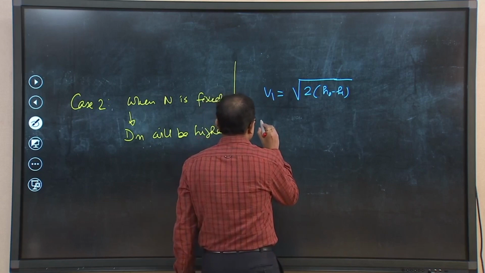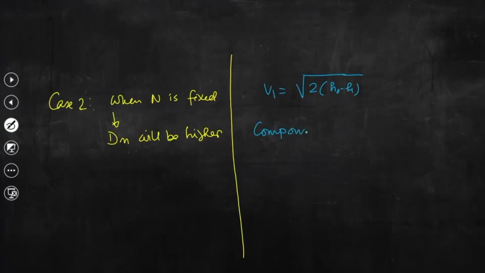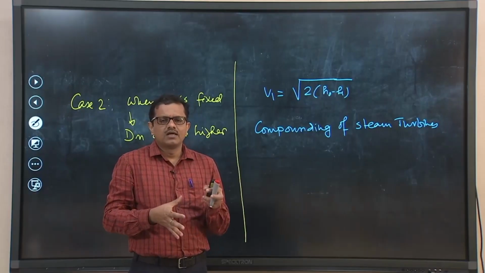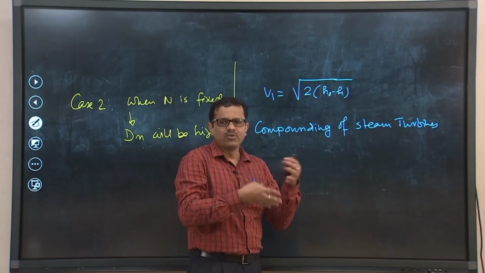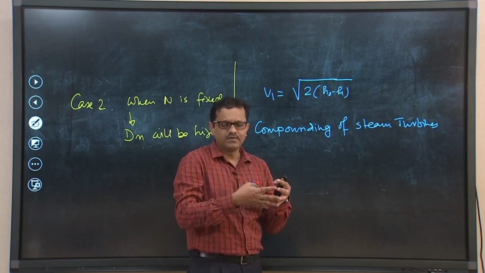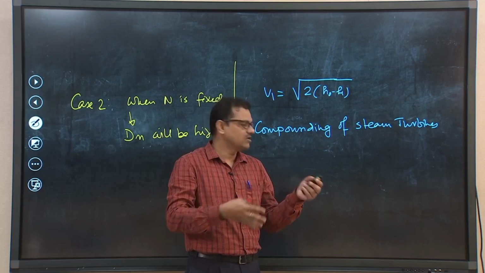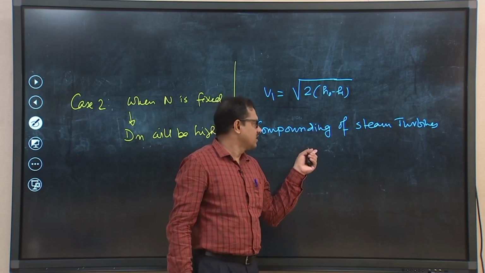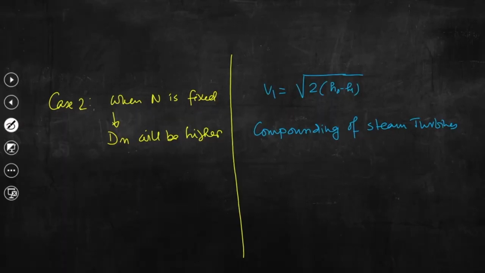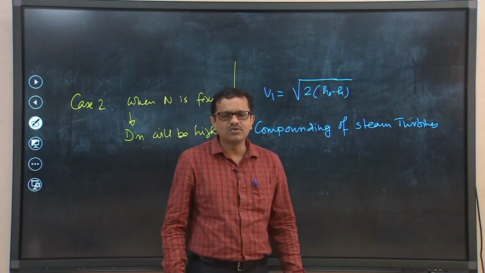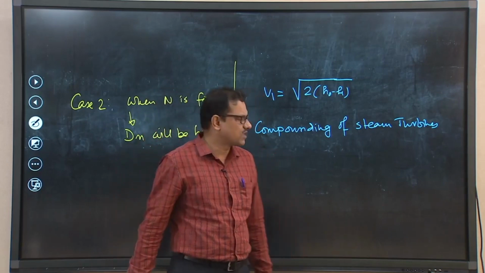So, basically compounding of steam turbine is basically to utilize the total enthalpy drop. I mean, it is kind of an arrangement by which we can utilize the total enthalpy drop, but by eliminating all these problematic issues. Compounding of steam turbines is a way of eliminating all these problematic issues, but at the same time we can utilize the total enthalpy drop.